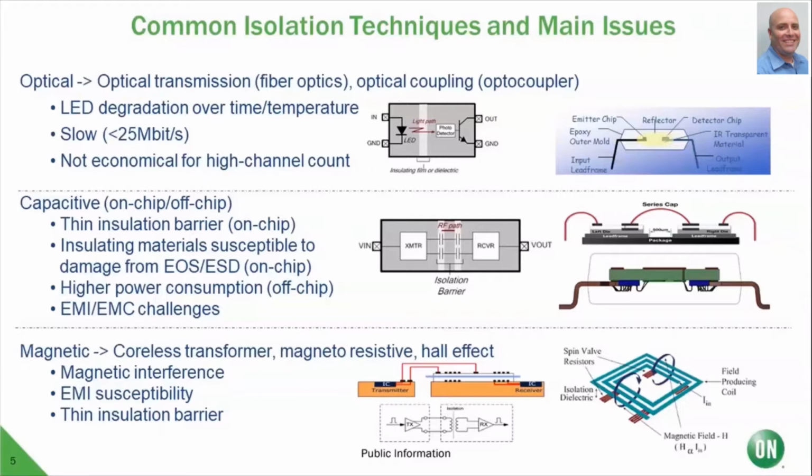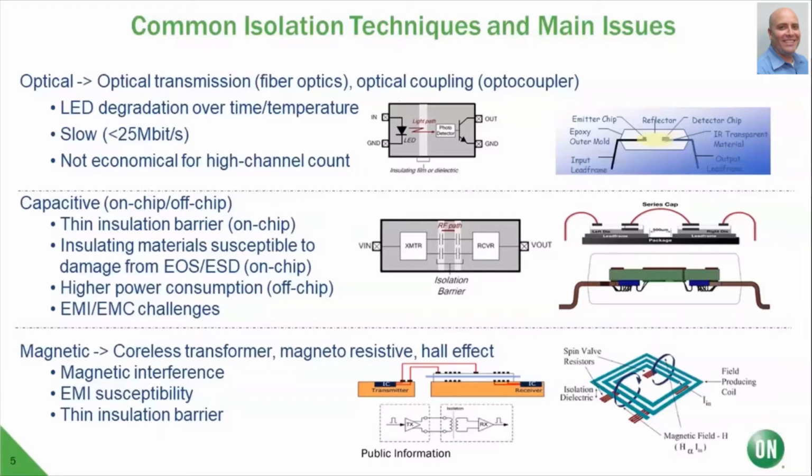And in some applications where we see high channel counts, sometimes you see 6 or 10 or even 20 different data lines, optocouplers are limited to 1 or 2 channel devices, and when you have a high channel count, it can become quite expensive and require a lot of board space.